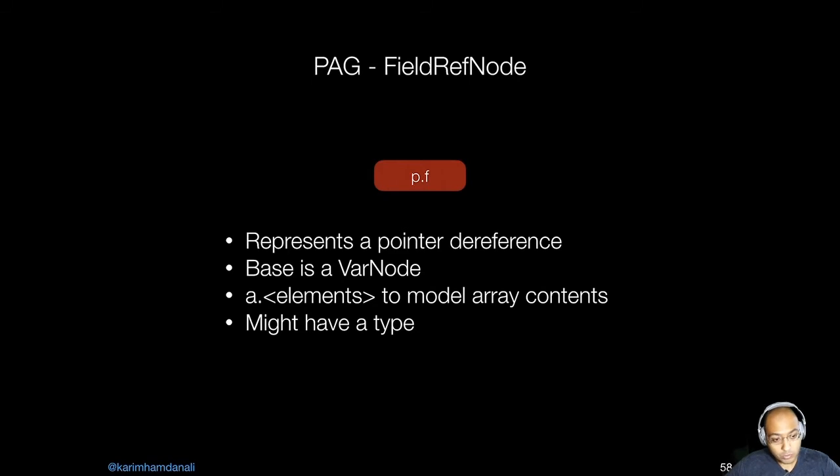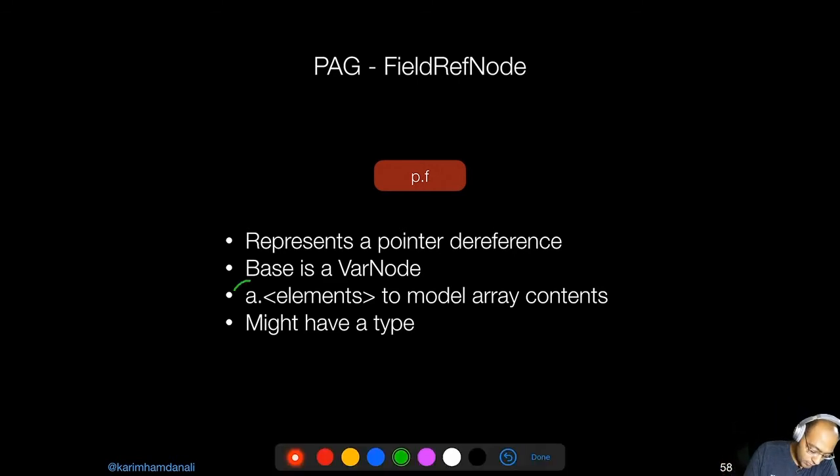A field ref node represents, like I said, a pointer dereference. So you are dereferencing or accessing a field of a pointer. The base of that field ref node has to be a var node. To handle a certain specific feature in Java, which is array contents, we have the special field ref node A.elements. So if you have an array A, we're going to have a field ref node A.elements to model all array contents of that array collectively.